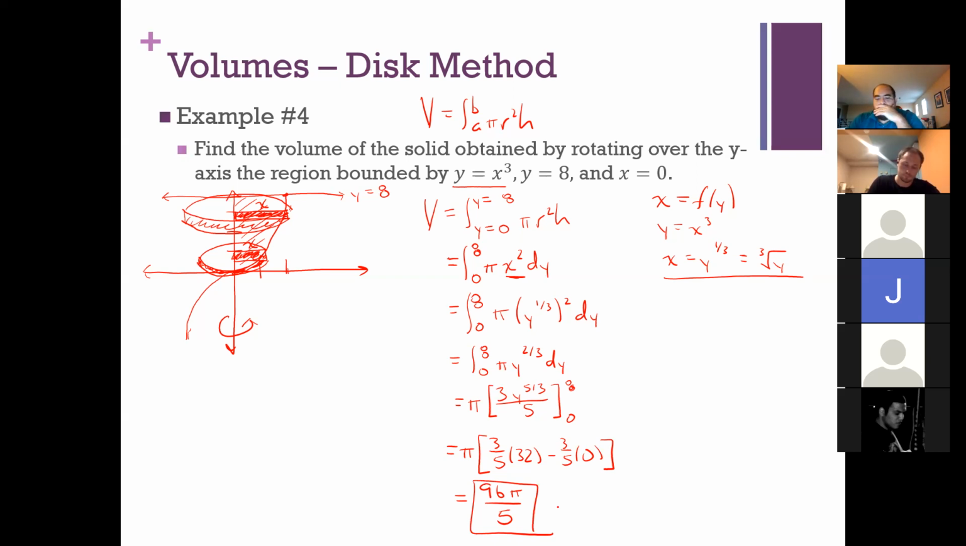I have a question. Go ahead, Colin. So when we changed the x to the y to the 1/3, is that because the x value was where the x to the third stops at that line? You know what I mean? I think I understand what you're saying.